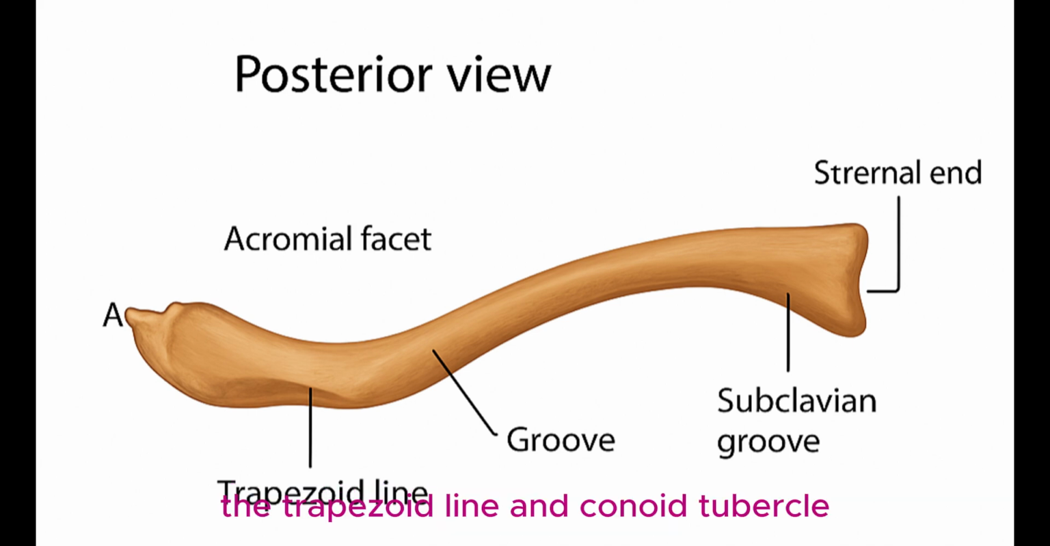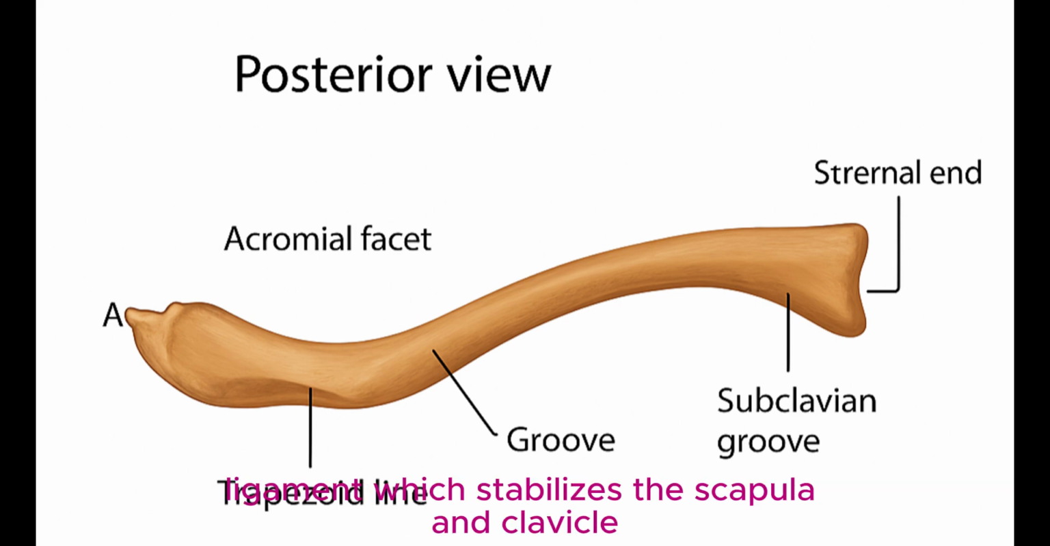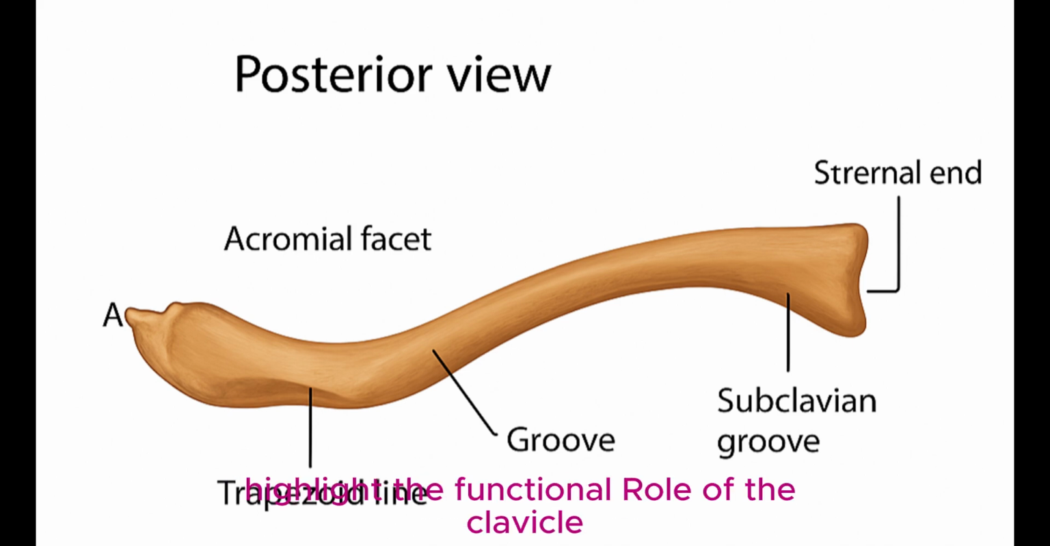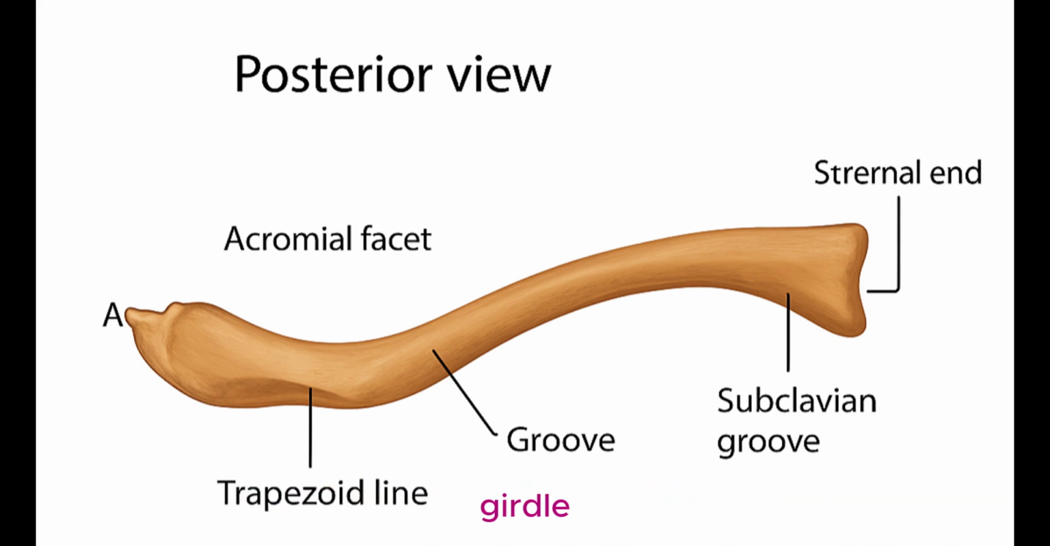The trapezoid line and conoid tubercle, seen in the inferior view, together serve as attachment points for the corticoclavicular ligament, which stabilizes the scapula and clavicle. These features highlight the functional role of the clavicle in providing strength and stability to the shoulder girdle.